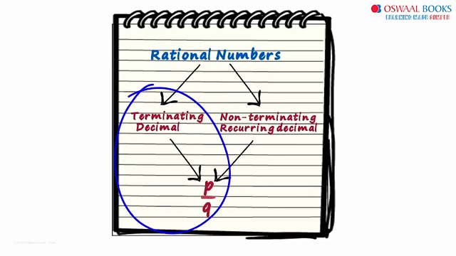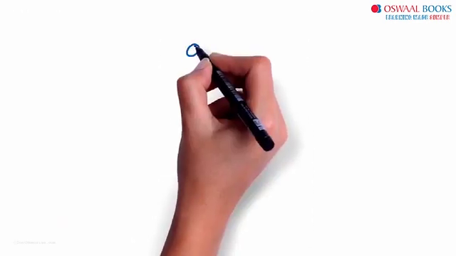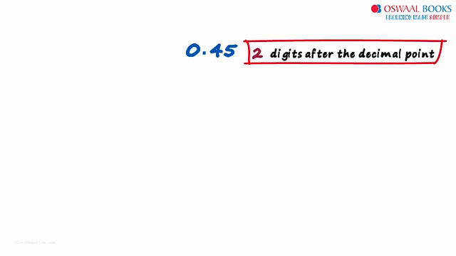Terminating decimal to the form p by q. So let's look at our first example, 0.45. There's only one thing you need to observe here. It's the digits after the decimal point. In this case, we have 4 and 5. 2 digits after the decimal point. This was the most important step.